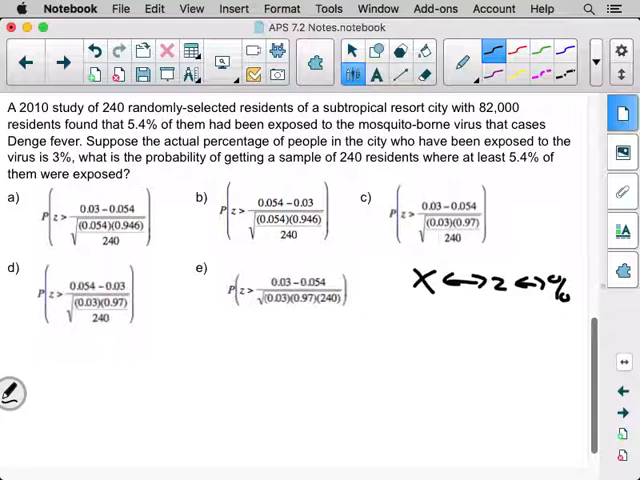Yeah? So, Z-score calculation says take the observation minus the mean. What is our observation? Yeah, so this is our observation. This is the truth, the mean. Just looking at the tops, shouldn't the top of this thing be 0.054 minus 0.03? So right away, don't we know A is wrong? And don't we know C is wrong? And don't we know E is wrong? Just because of the top.